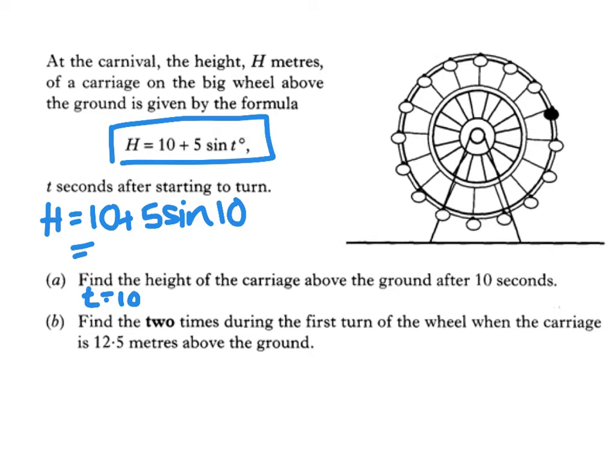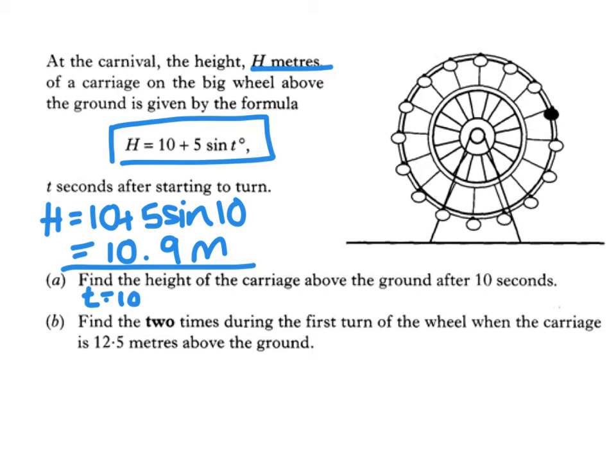So everyone should be getting that first mark. You type that in and it gives you an answer of 10.86. So let's just say 10.9 metres. And it says up here that H stood for metres. So after 10 seconds, the Ferris wheel is 10.9 metres off the ground.